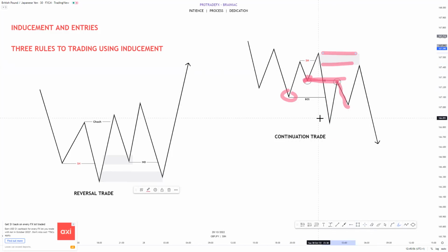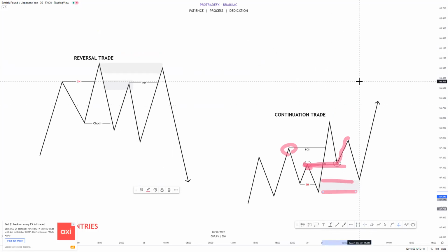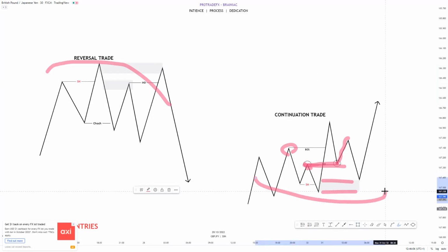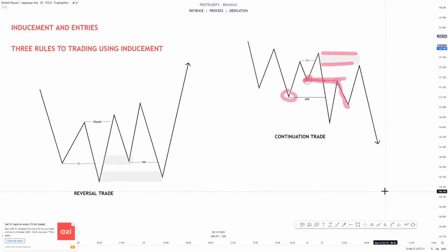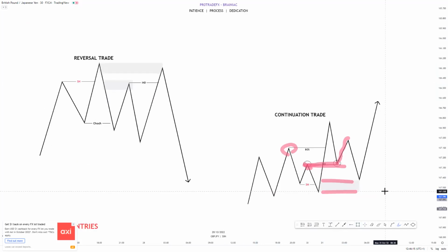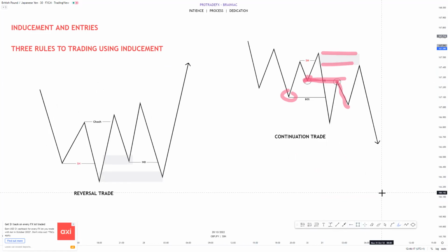Now, this is a continuation trade. It can be bullish, it can be bearish. When we invert our case here, we are going to have the same context. So this becomes a bearish trade, this becomes a bullish trade. Same context whether we are buying or we're selling. So that is how we look at the concept of inducement in terms of a smart money style of trading, right?